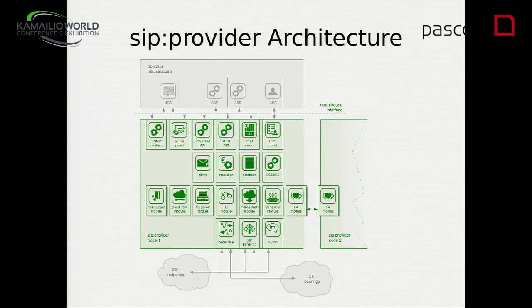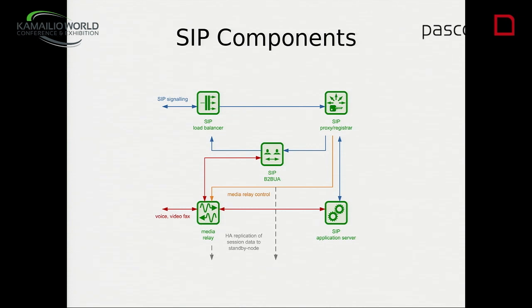The SIP signaling is based on Kamailio, and we have RTP engine for the media relay. Basically, the five main components are Kamailio, SEMS, Asterisk, RTP engine, and Prosody for the XMPP.